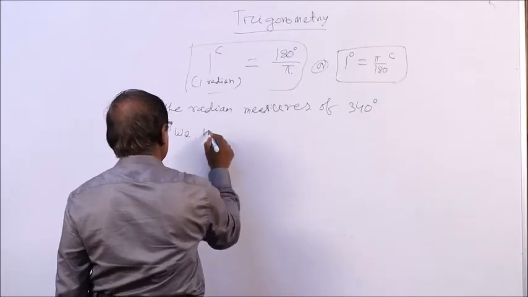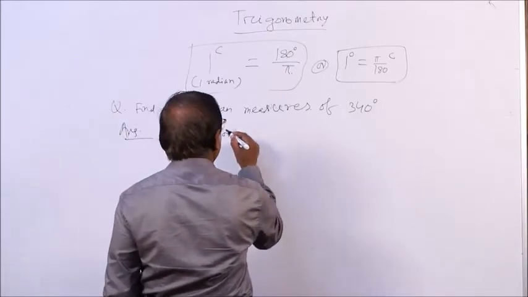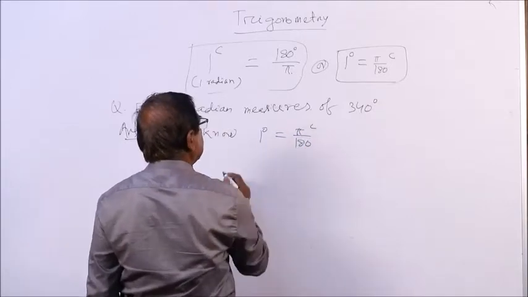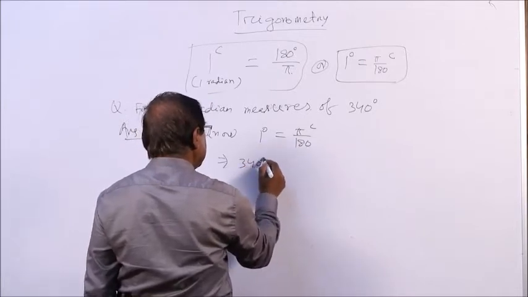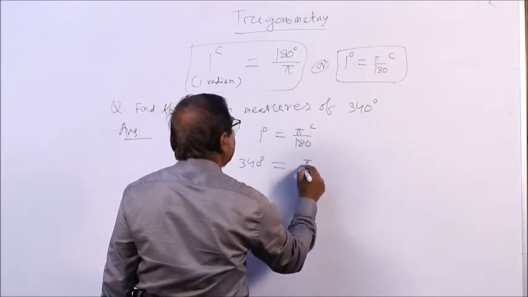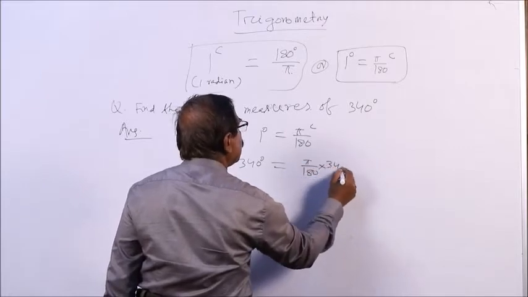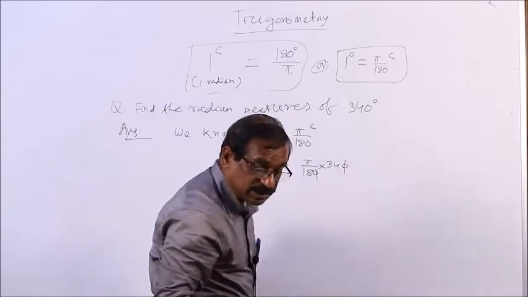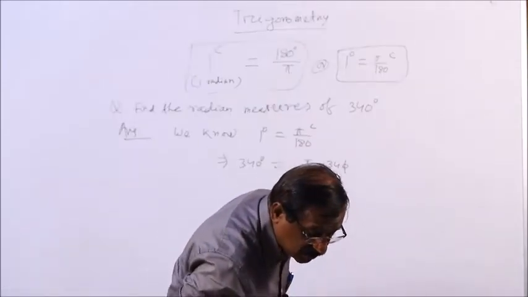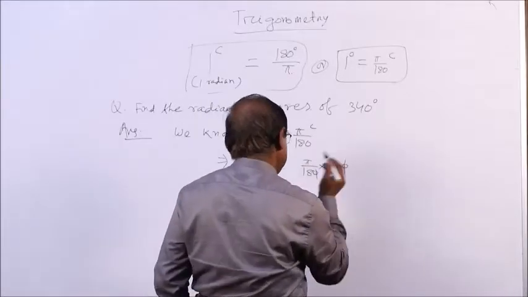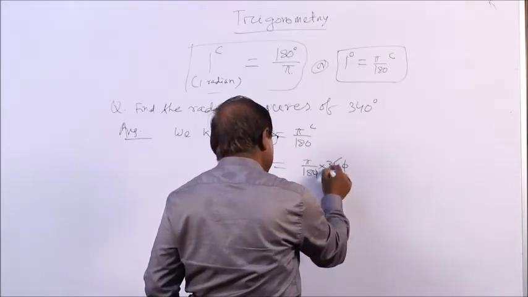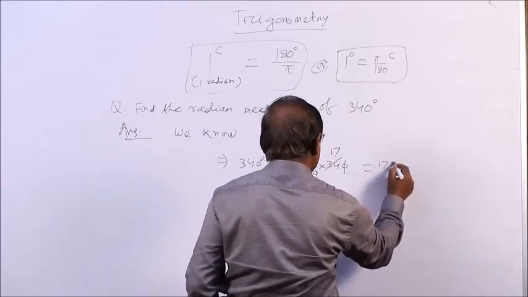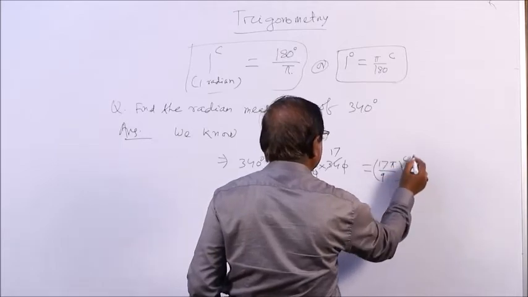We know 1 degree is equal to pi by 180 radian. That implies 340 degrees is pi by 180 into 340. So what becomes? This becomes 17 pi by 9. You cancel it by 20, this will be 17, this is 9. So altogether it will be 17 pi by 9 radian.